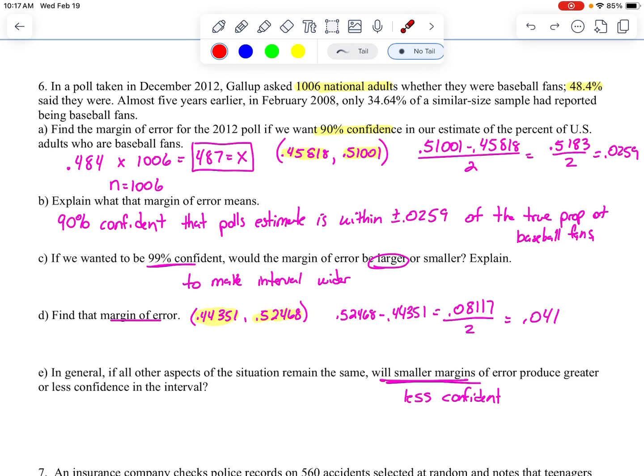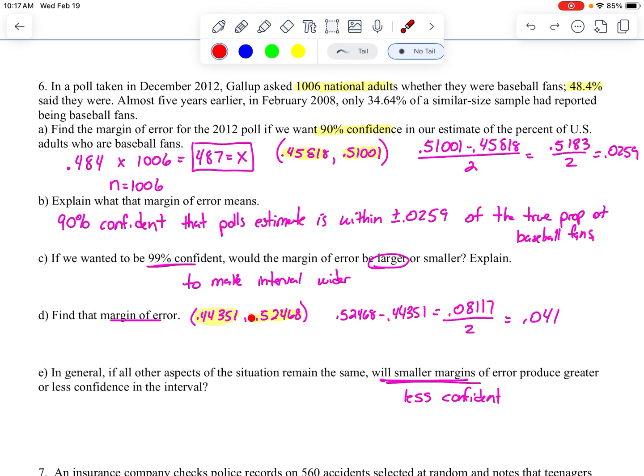If we want to be 99% confident, the wider I make it, the more confident I am that I captured the true proportion. So we're going to go from 90% up to 99%. That means that we're going to make my interval wider, so my margin of error has to be larger in order to make my interval wider. So then we would go over to my calculator. I would type in the same exact things, except I would change the 90 to a 99. And this is the new interval that it created.